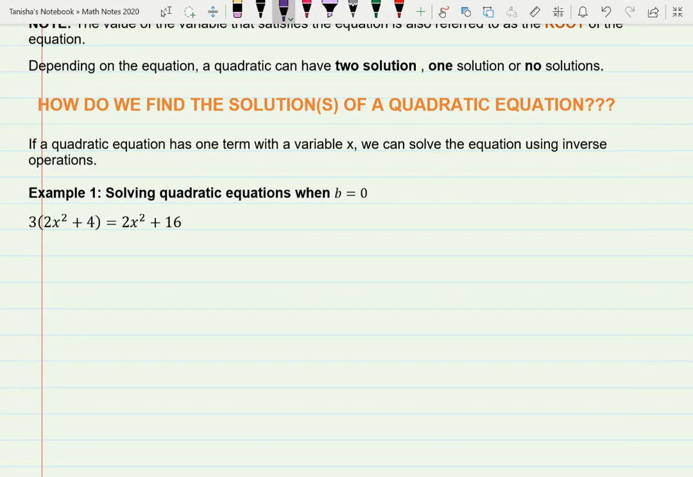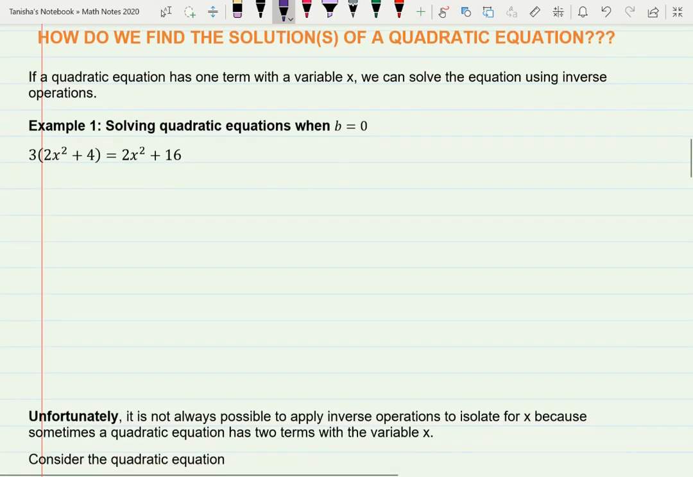If a quadratic equation has one term with a variable x, we can solve the equation using inverse operations, like what we did in the first solving question that we covered in this lesson. So it's by rearranging our equation, isolating for the variable, and then figuring out what our x value is. Okay, so again, whenever we are solving our equations, we want to make sure that our equation is expressed in an expanded and simplified form.